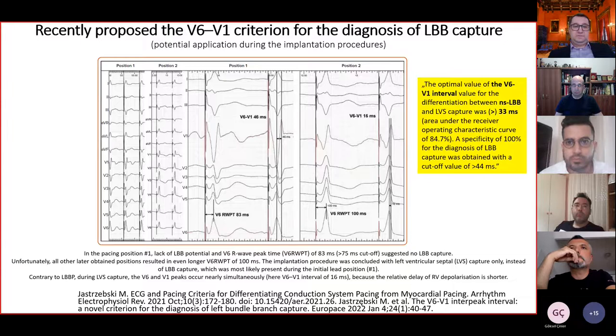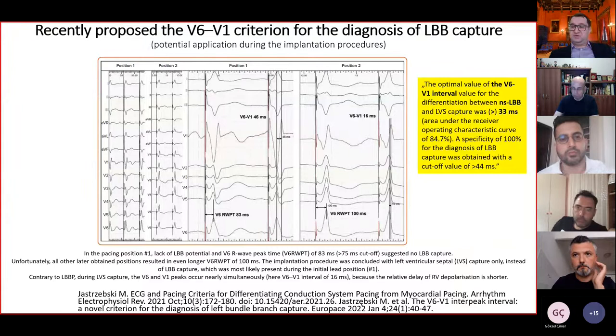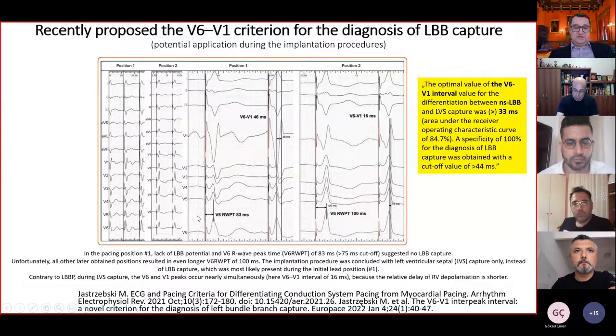Recently, the V6-V1 interval criterion for the degree of left bundle branch capture was proposed by Professor Jastrzębski and colleagues. They identified the optimal value of the V6-V1 interval for differentiation between non-selective left bundle branch and left ventricular septal capture of over 33 milliseconds. This criterion may be very helpful during introduction of left bundle branch area pacing.